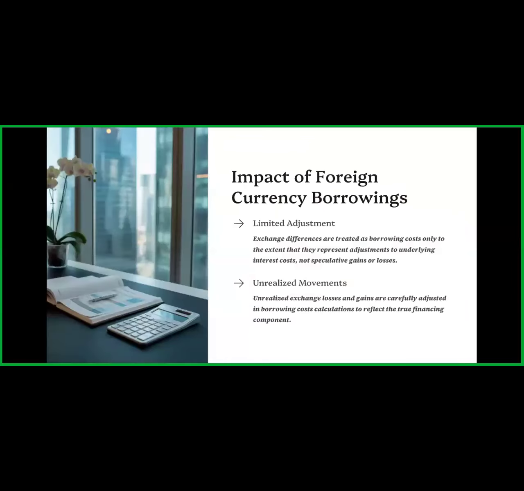Here is one more point, the impact of foreign currency borrowings. Whenever we borrow in foreign currencies and the exchange rate goes up, the company has to bear the increase in exchange rate cost. That cost we also make entries for in the financial statements.